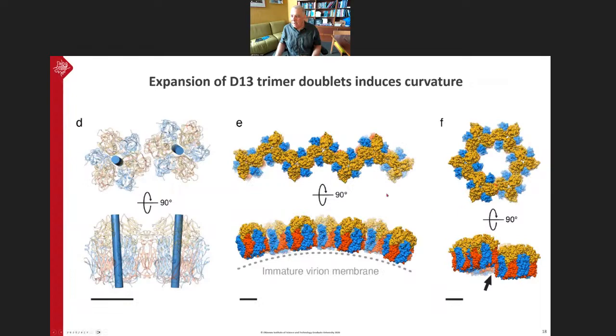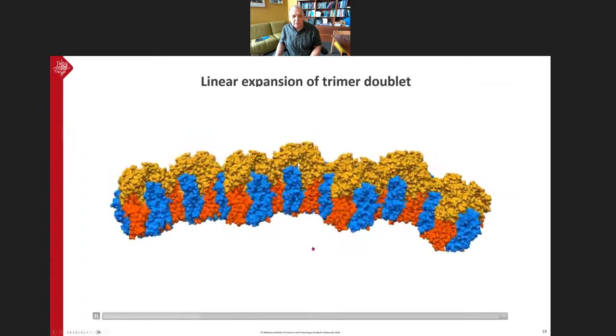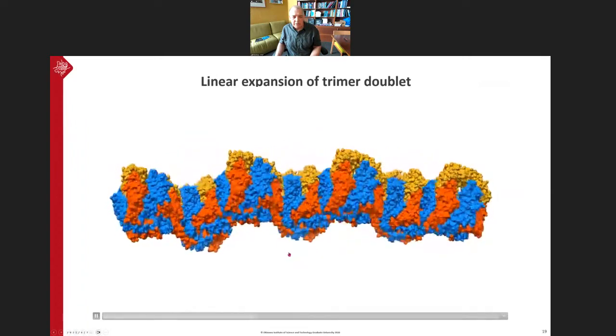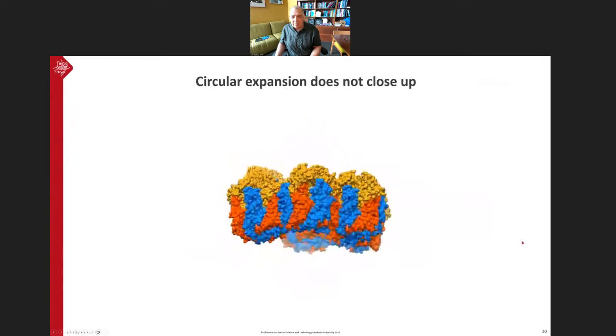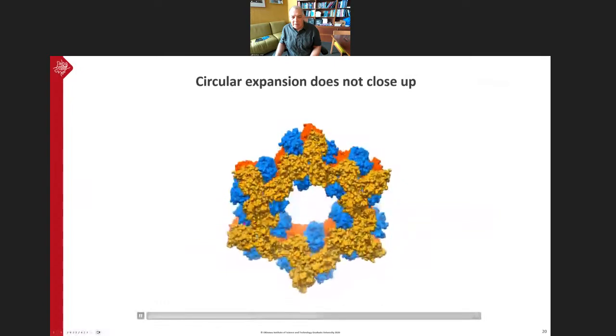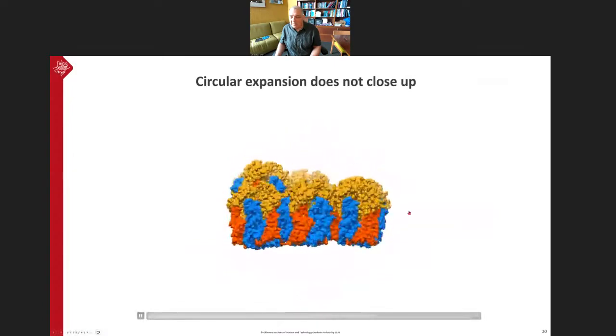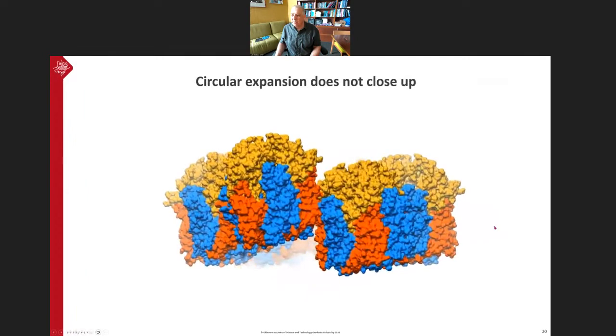However, when you expand it in a circular fashion, it doesn't close up. So here again, you see the linear expansion, and then in the next slide, the circular ring-like expansion. That one has a gap here, so it has a seam, and it does not close up, suggesting that there must be another mode of interaction that enables a three-dimensional assembly that results ultimately in a spherical curvature rather than just a linear circular curvature.